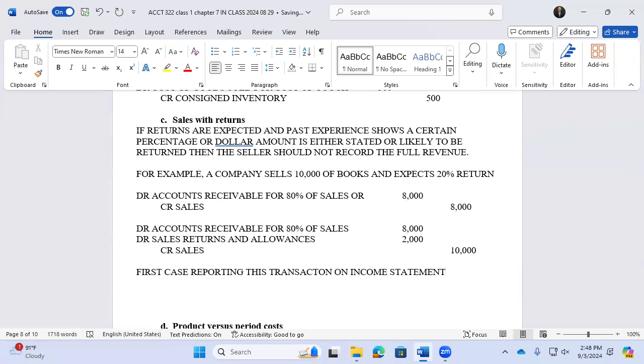By the way, for now, I've just ignored any of the cost of goods sold stuff. But in the first case, you would see sales $8,000. And remember, sales and revenues are interchangeable. So if you use revenues or sales, they're the same.